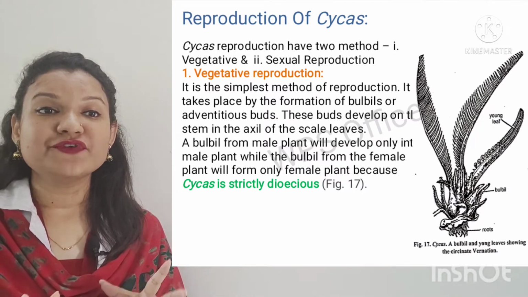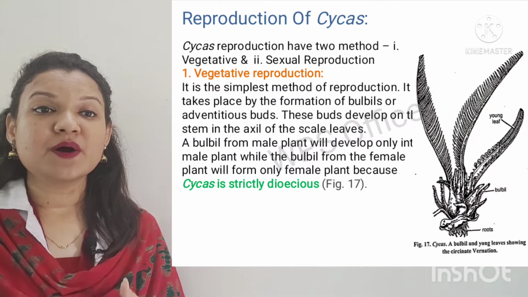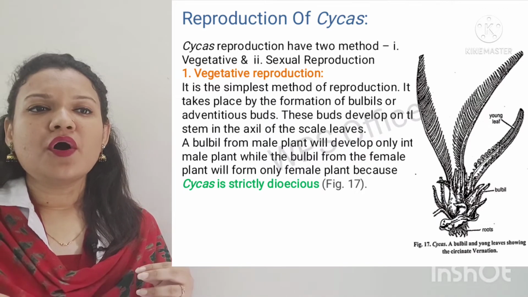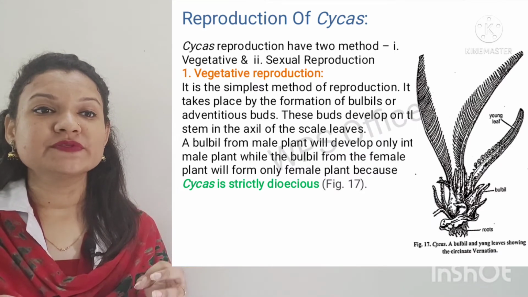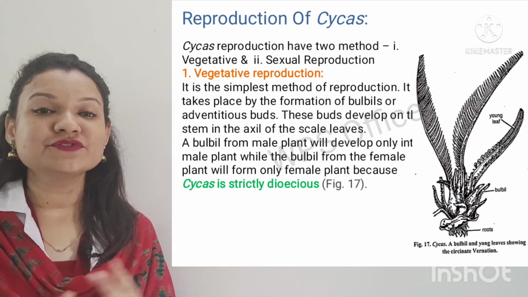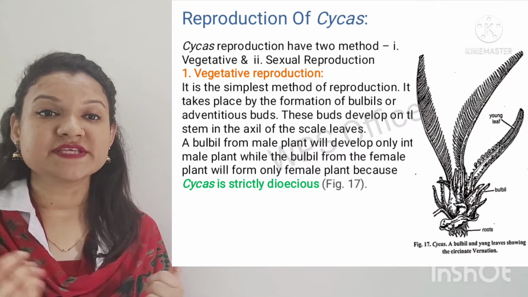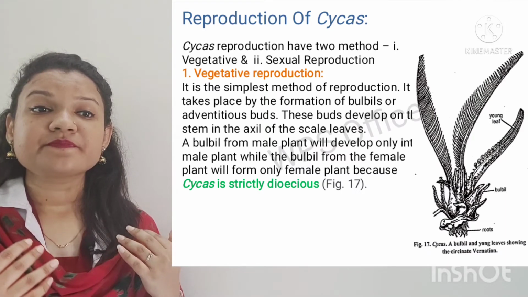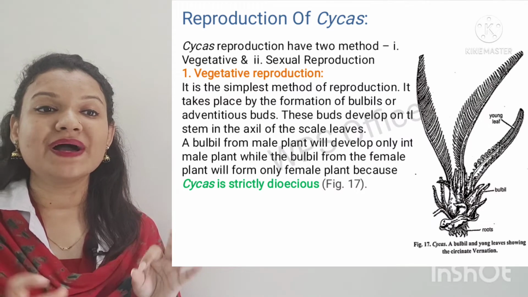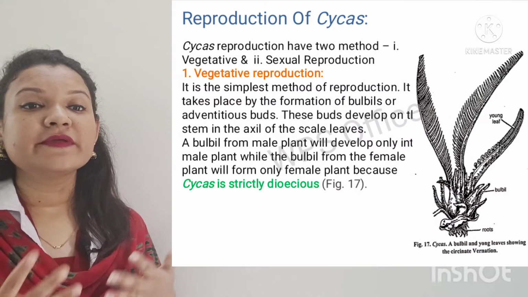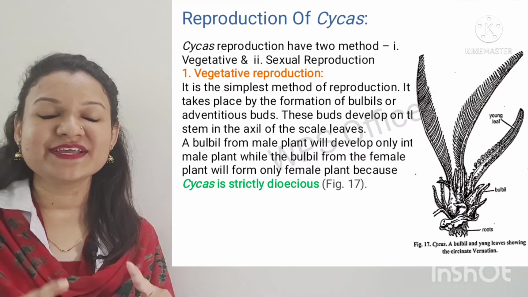It consists of a dormant stem in the center covered by numerous brown scaly leaves. On detachment from the stem, a bulbil starts to germinate by producing many roots from the lower side and a leaf towards the upper side. A bulbil from a male plant will develop only into a male plant, while a bulbil from a female plant will form only a female plant, because Cycas is strictly dioecious.